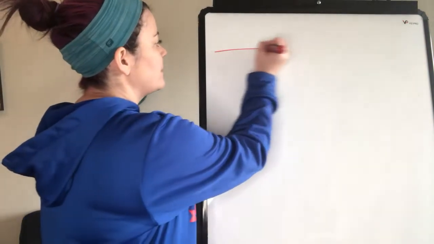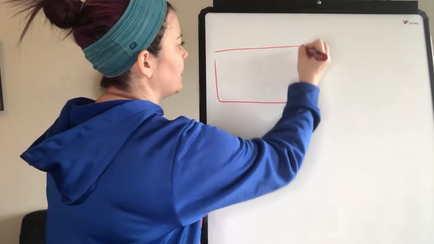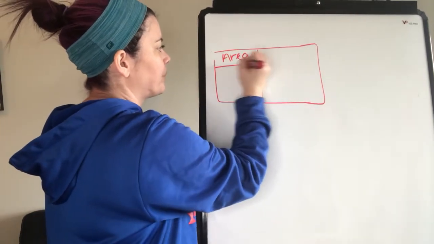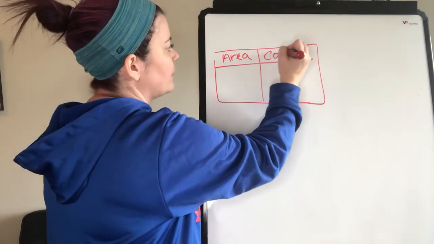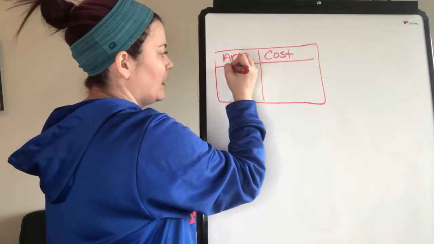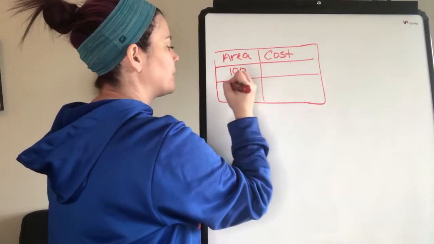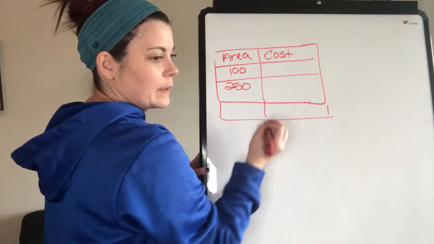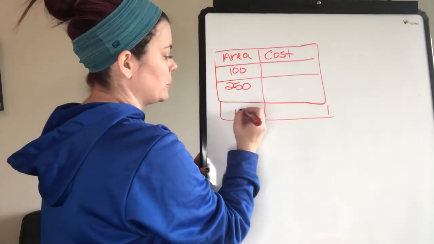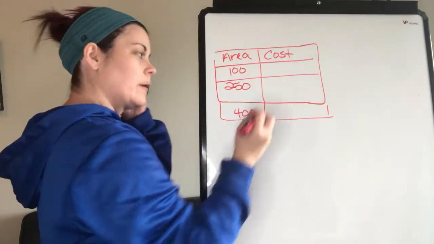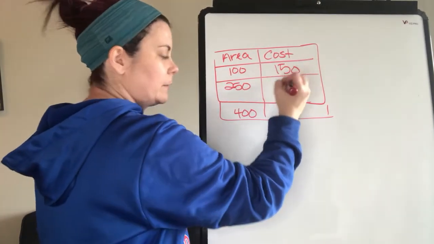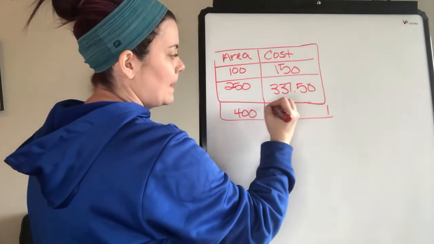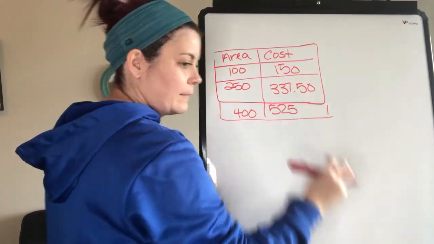So I'm going to draw this table that they have given me. So here's the area, and this is the cost. And they give me 100, 250, and then 400. So 150 here, 337.50 here, and 525 here.